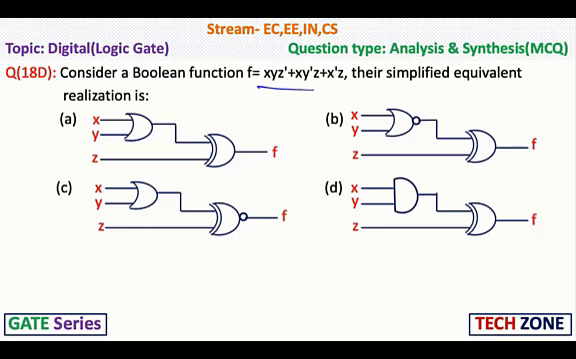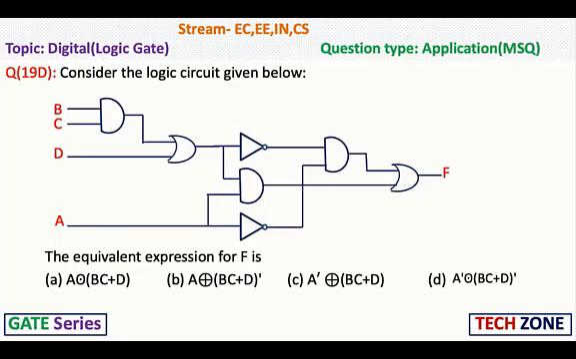So these are the circuits given in all the four options, so you need to take care about this. Next, consider the logic circuit given below. So this is the logic circuit here. The equivalent expression for f is: option A, A XNOR (BC + D); option B, A XOR (BC + D bar); option C, A bar XOR (BC + D); option D, A bar XNOR (BC + D bar).